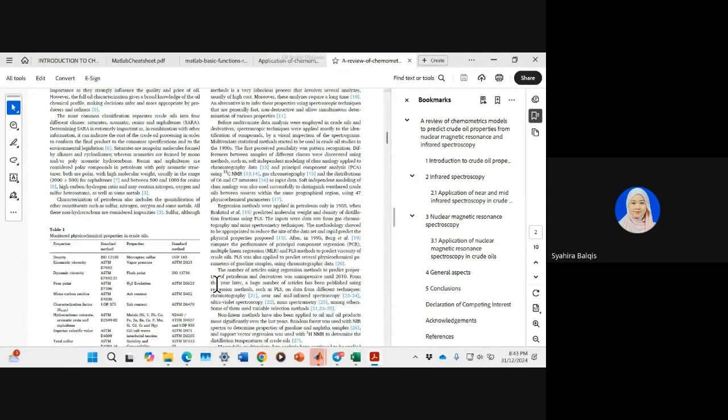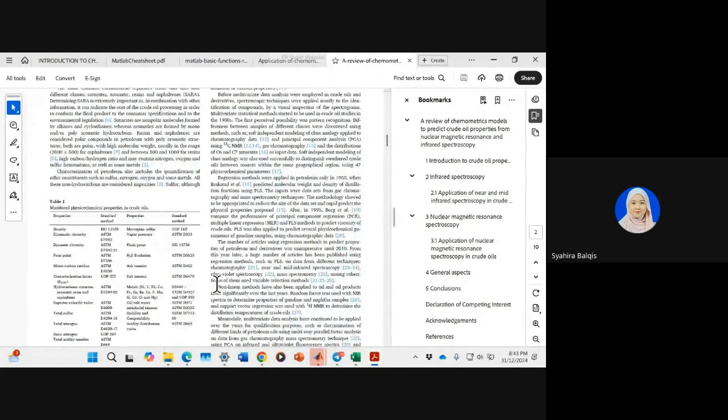So basically, what I learned from this paper is that there are several regression methods that we use, but PLS is the most used one, other than PCA and also MLR. Okay. So yeah, that's all.